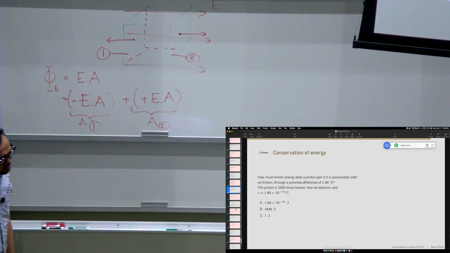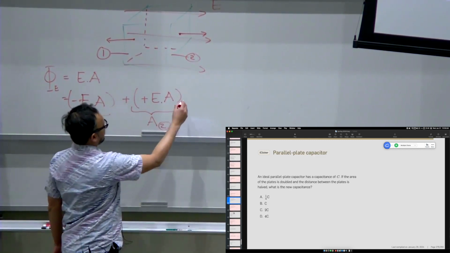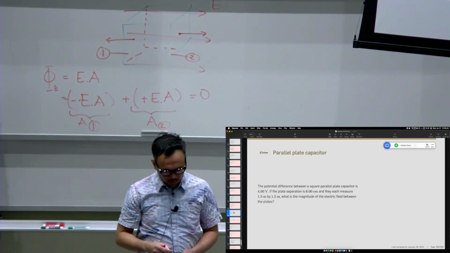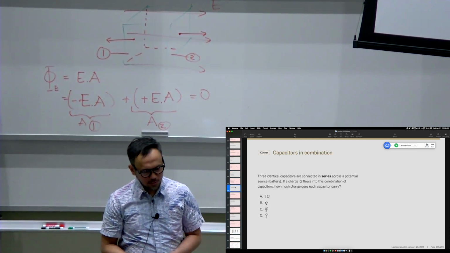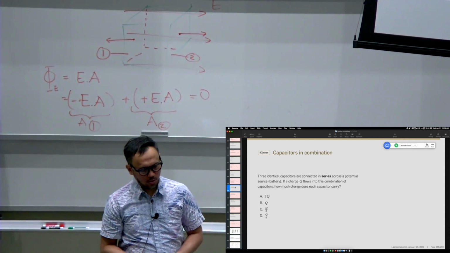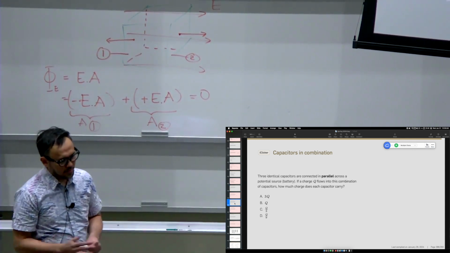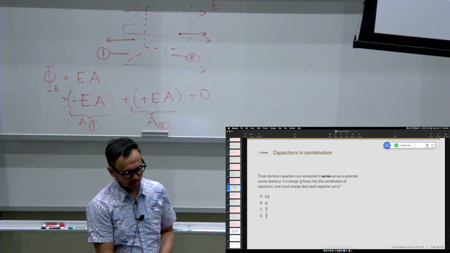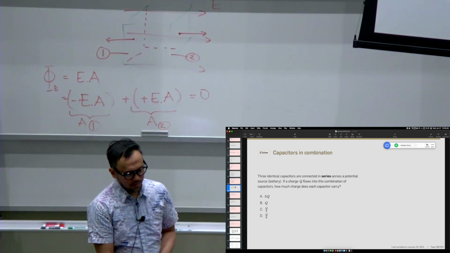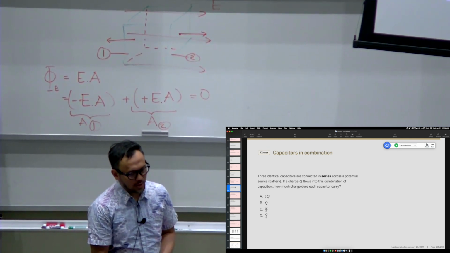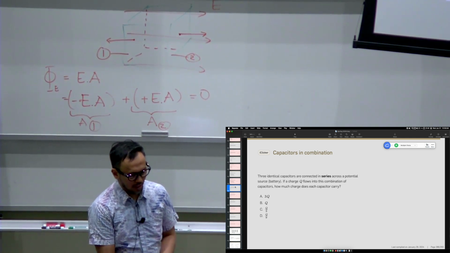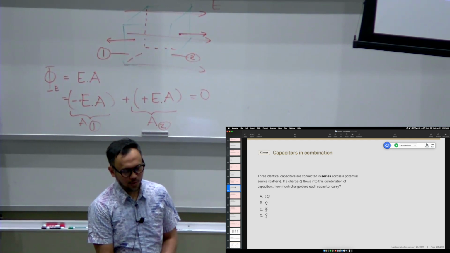So what is the answer? The answer is 0. This problem is kind of tricky because I said that at this point we do not know whether there is a charge enclosed by the cube or not. But we actually have enough information to solve the problem. The answer is C. And I forgot to assign this to iClicker.